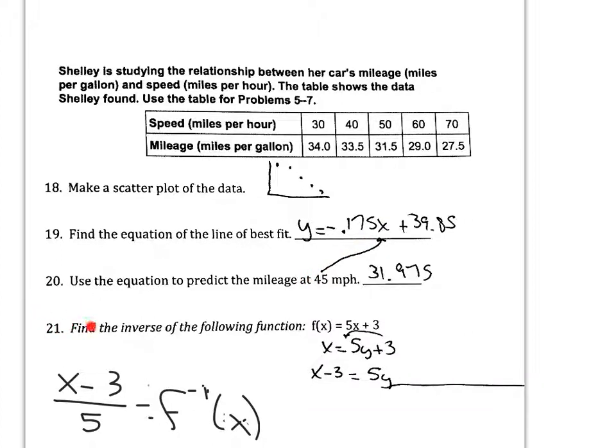21, y'all are graded inverses. Switch the x and the y like I did here. Move everything over but the y. Move the 3 over, divide by 5. You get this answer right down here. Don't forget your little notation, your little f^-1, which means inverse.